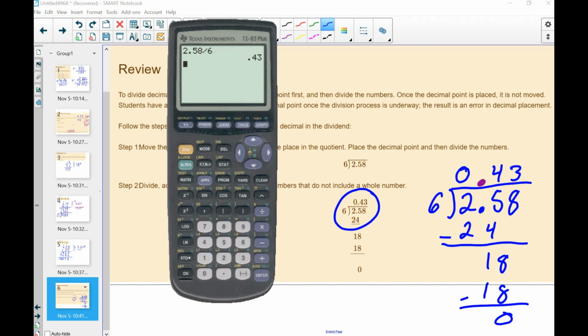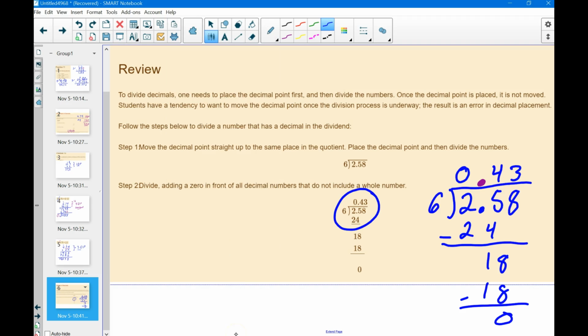But the biggest secret of long division is this piece right here. Make sure you have your decimals lined up, one above the other one, in your divisor. Alright, let's try a couple of examples of those.